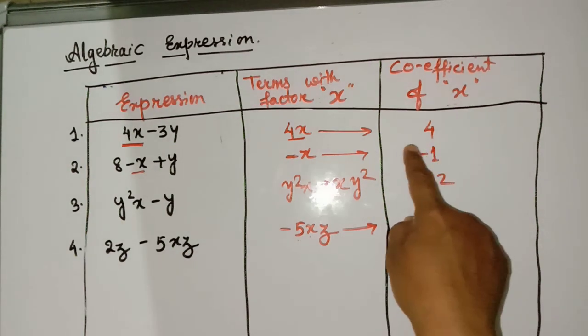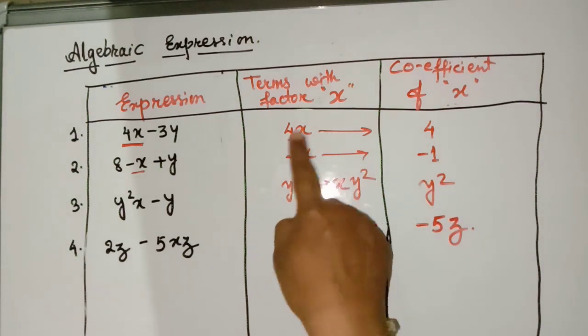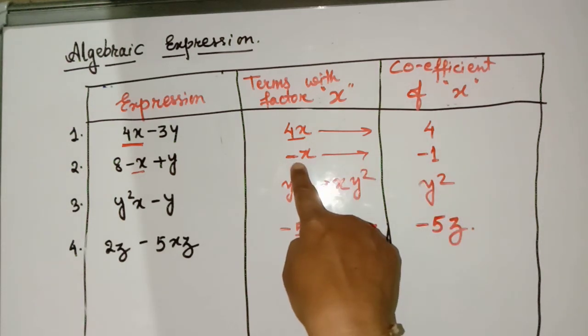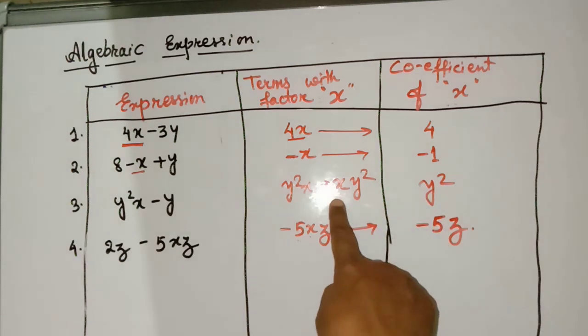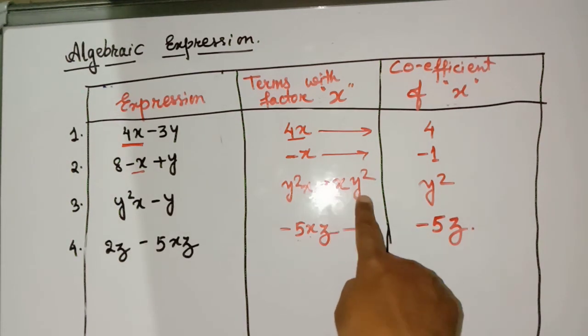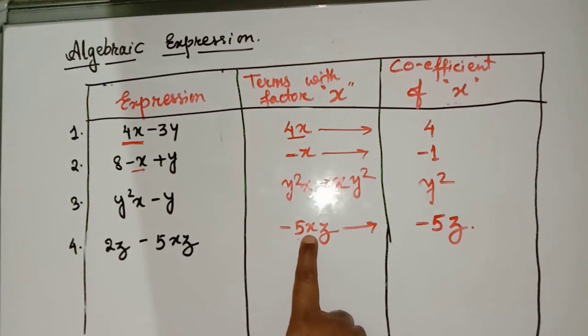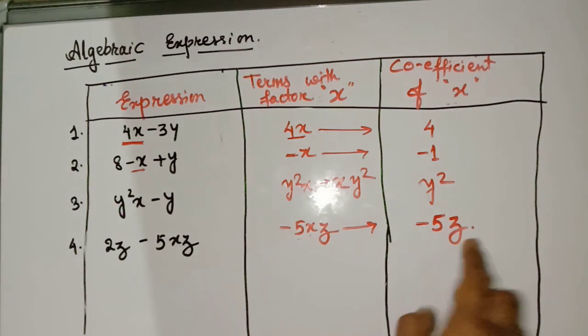Now you have to find the coefficient of x. Coefficient means who is with x. So 4 is with x. In this question, minus 1. And in this question, xy square, who is the coefficient of x? It is y square. And here, leave x, only two members will be left, minus 5 and z. So it is minus 5z.